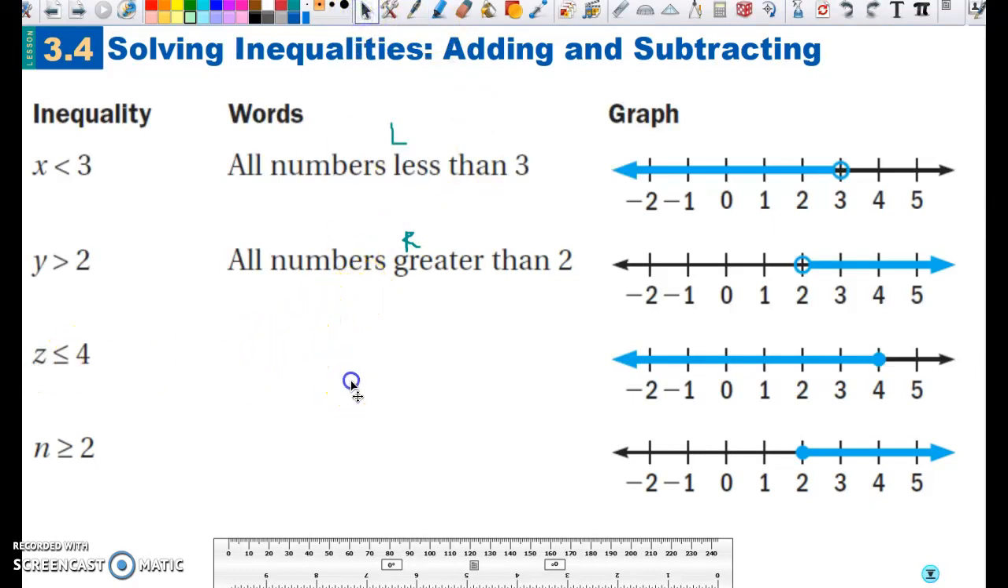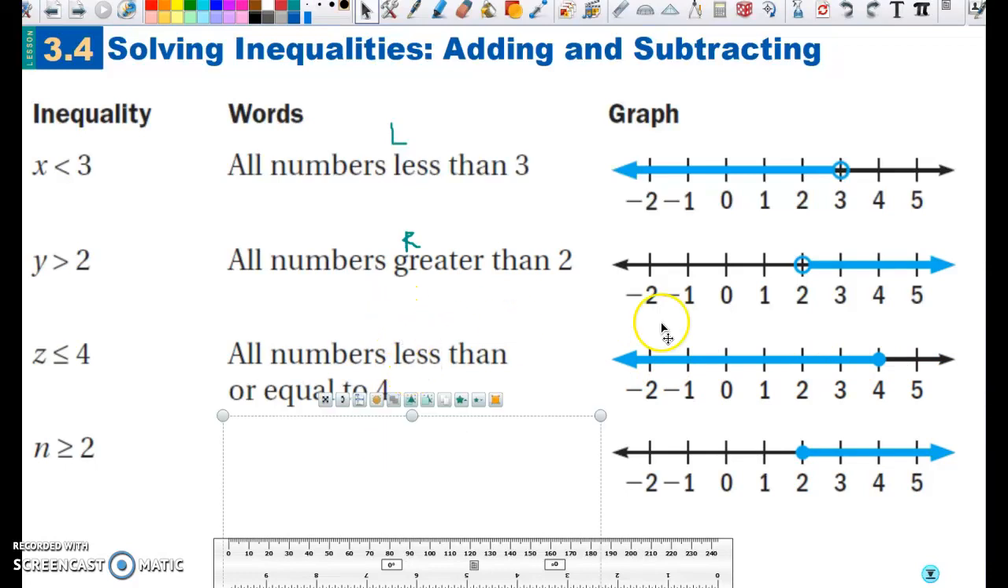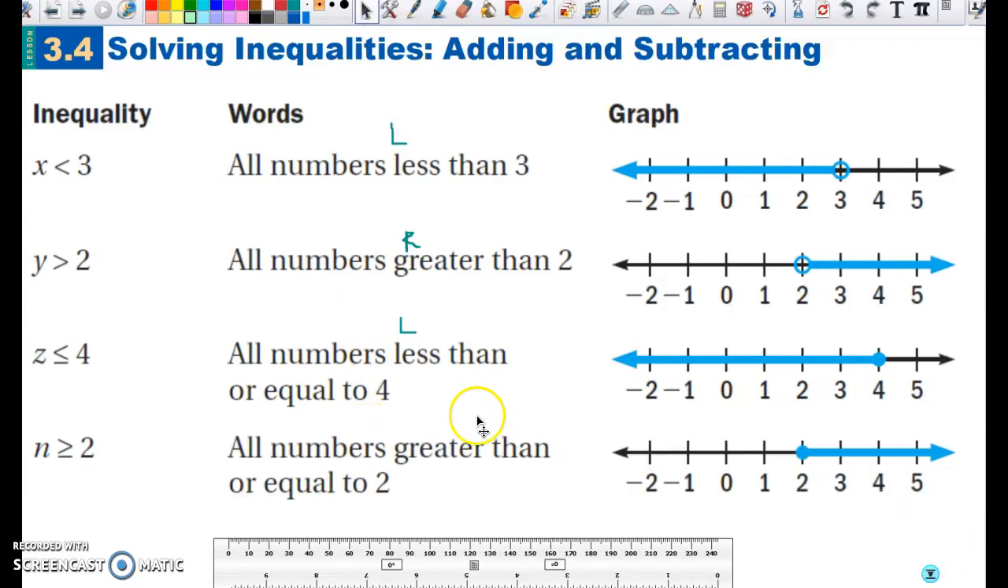I have a number z, and that number z is less than or equal to 4. And now look at the difference. It's less than 4, but the circle's filled in, so 4 is actually part of the solution. Again, less than is left. Did you notice that? If I read it and it says less than, you go left. And finally, I want all numbers greater than or equal to 2. And there you have it. You can pause or rewind if you need to.